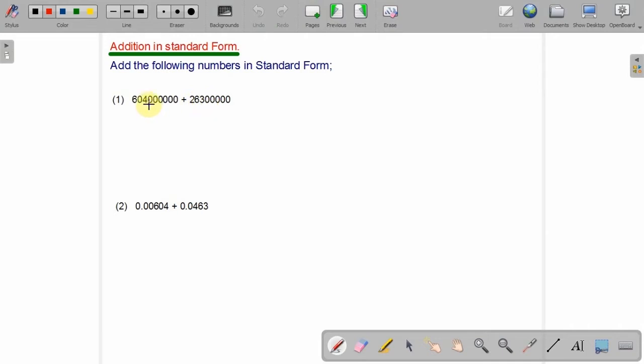To solve this, you need to first of all convert them to standard form. In standard form, this first value will be 6.04 times 10 to the power 8. The plus will come. This one will now be 2.6 times 10 to the power 7. There is one thing about adding in standard form. You can only add numbers in standard form if the powers of these 10 are the same. But this one has 8, this one has 7.